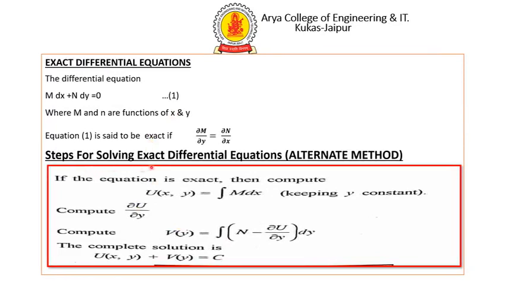Alternate method to solve exact differential equations. If equation 1 is an exact differential equation, then compute u equals integral of M dx keeping y as constant. Then we compute del u upon del y. After that, we compute v equals integral of N minus del u upon del y dy. The complete solution is given by u plus v equals constant.